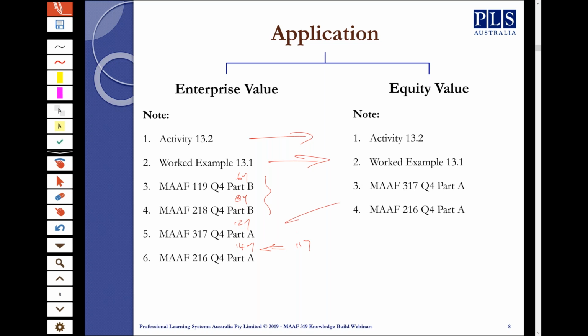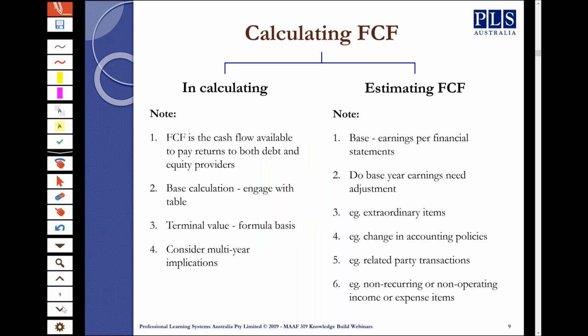And that 317 and 216 basically just crossed over between the two. Now, of course, this all comes back to your ability to calculate your free cash flows. Basically, it's a cash flow available to pay returns to both debt and equity providers. There's a base calculation where we need to engage with a worksheet or a table. We also need to ensure that we're adding on our terminal value, and we just need to watch the multi-year implication logic, as I'll explain.